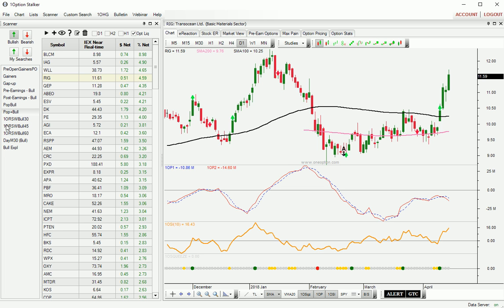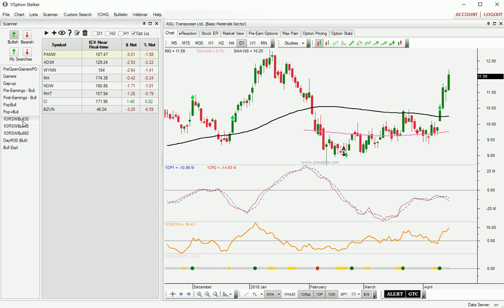So let's take a look at 10RSW Bull 30. What the heck is all this stuff? One option, relative strength, weakness, Bull 30. So what this search is going to do is it's going to find stocks that have been strong relative to the market in the last 30 minutes.